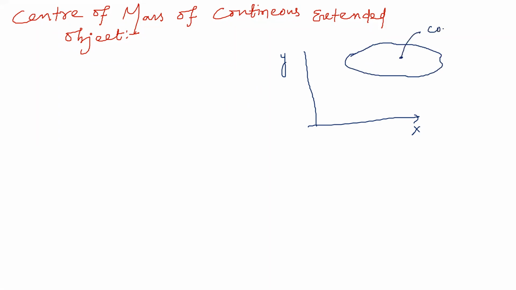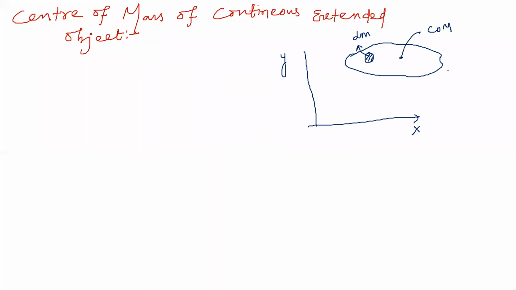Students, let there be a coordinate system, x, y. Let me take a rigid body, and in the rigid body, let this point be the center of mass. Let's consider a small element in that whose mass is dm.